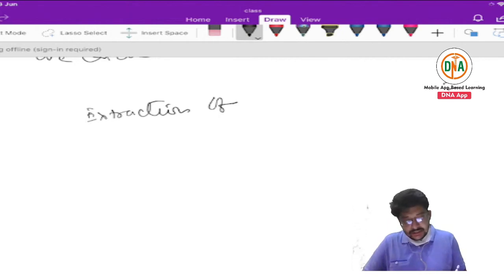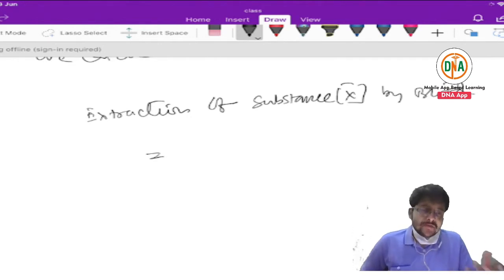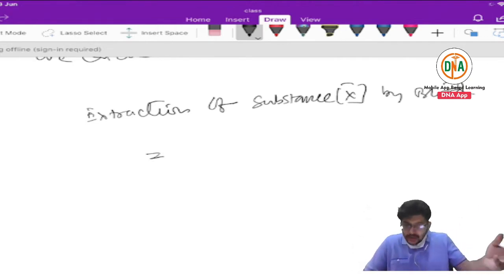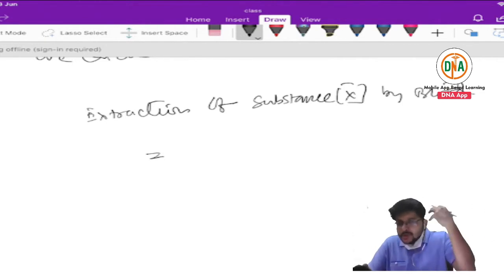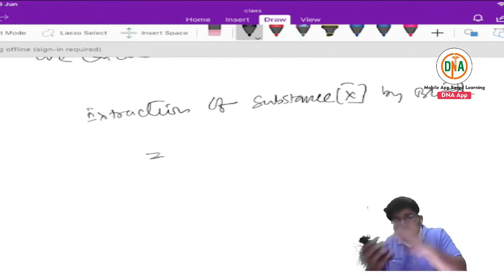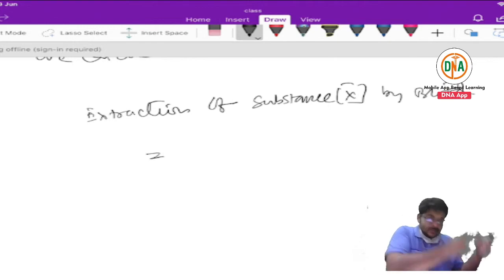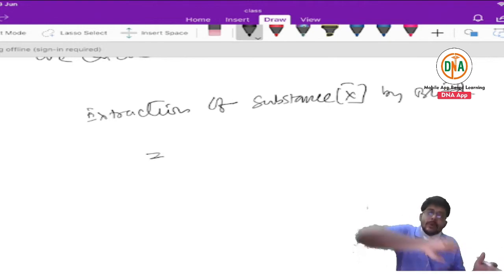So extraction of a substance, suppose this is X, by blood flow. Yes, means consumption of a substance. Extraction means why some substance will be extracted from blood, or why some substance will be consumed from blood, because blood will deliver them to tissue and tissue will change them. Tissue will use them metabolically. So the initial form of the substance will not remain the same, and the last portion of the substance left over will be something different.